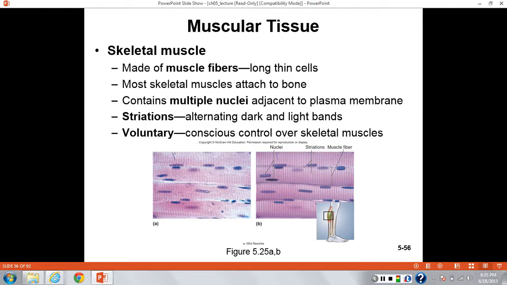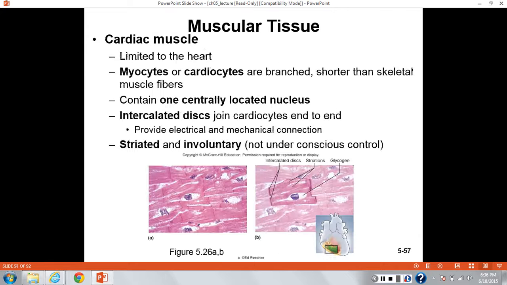Okay. This is what a skeletal muscle looks like. It has striations, right? It has a nucleus. It's voluntary. That means you have some control over that muscle. Okay? They have multiple nuclei. They kind of run adjacent along the plasma membrane.